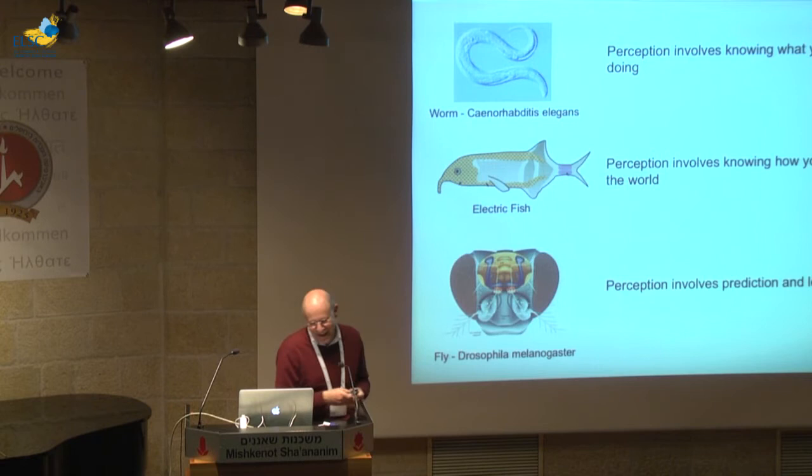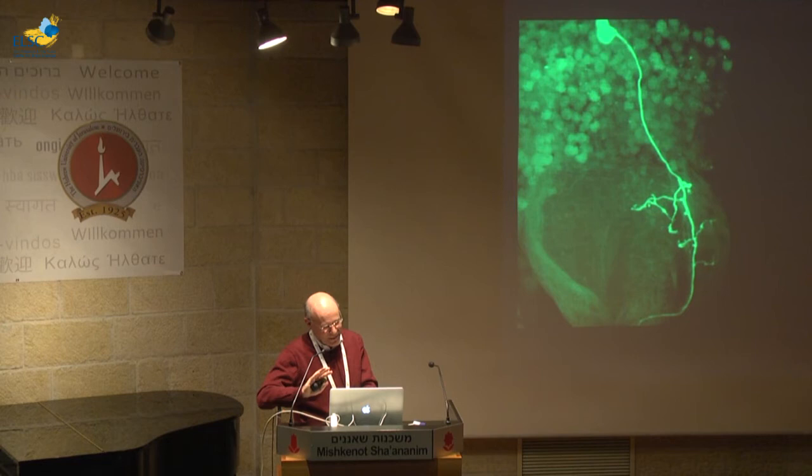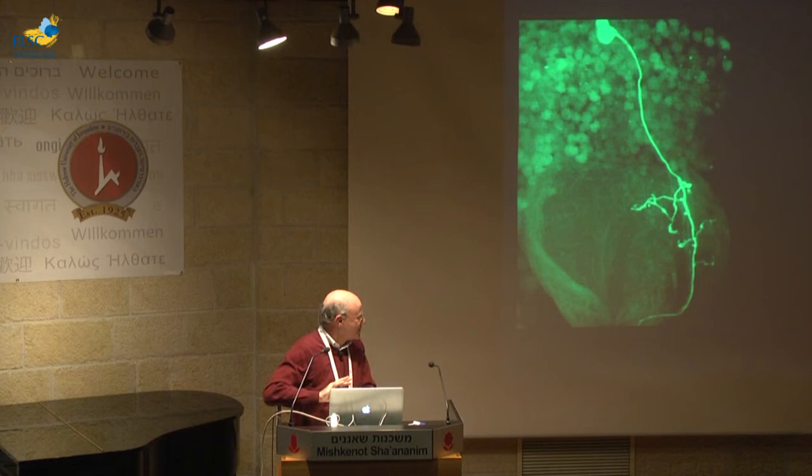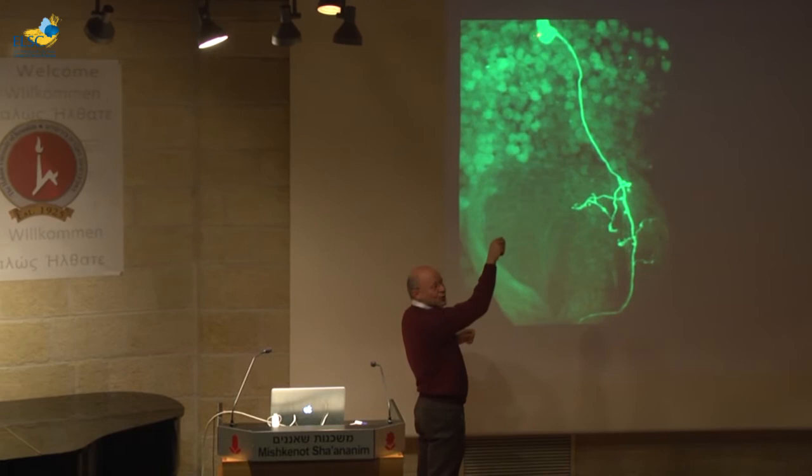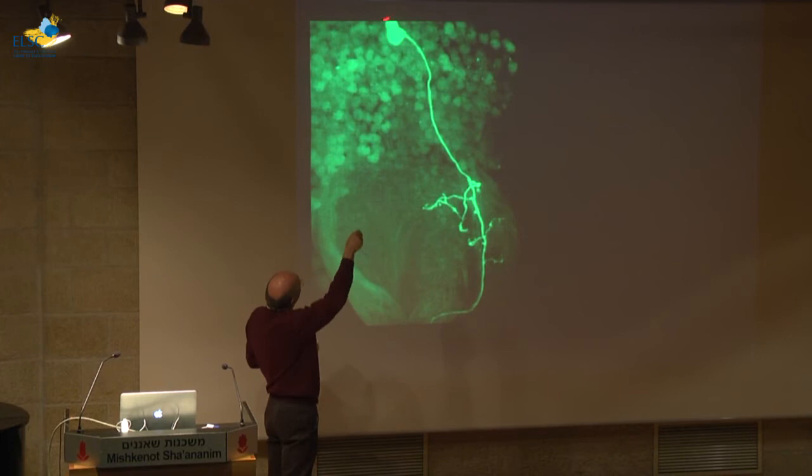That's why I skipped it, thank goodness my experimental collaborators aren't here. It's a really heroic process. Stop me if I have to, but okay. What you do is you express a photoactivatable GFP in all the Kenyon cells, and then you photoactivate one of them. So that's what this is. That's why you can see this one. These are all the other Kenyon cells, but you can see this one guy, right?